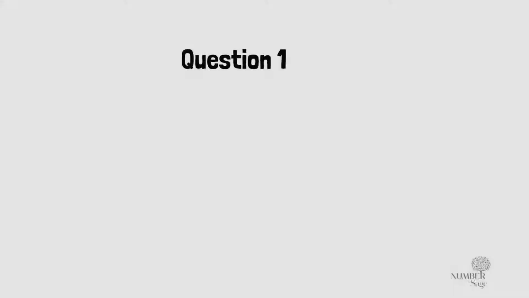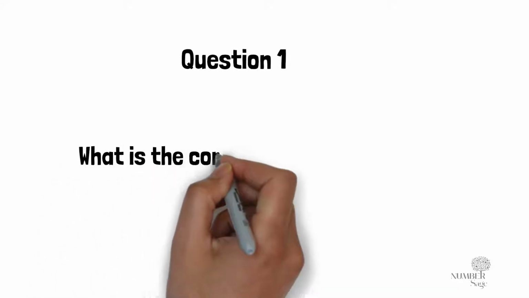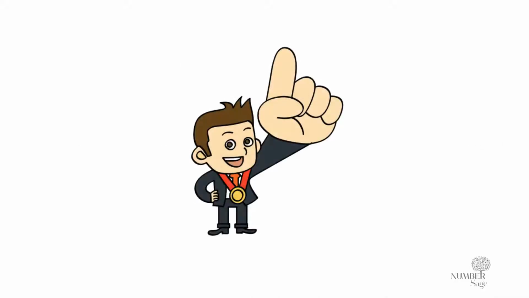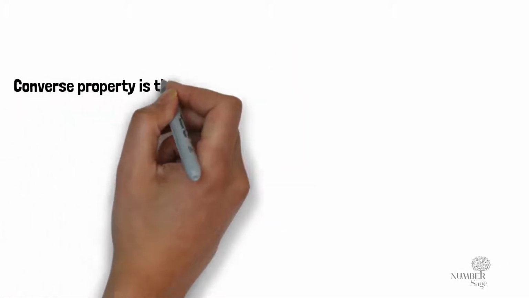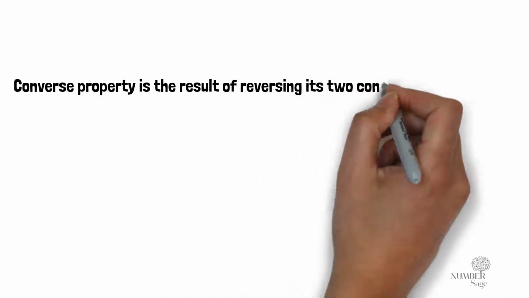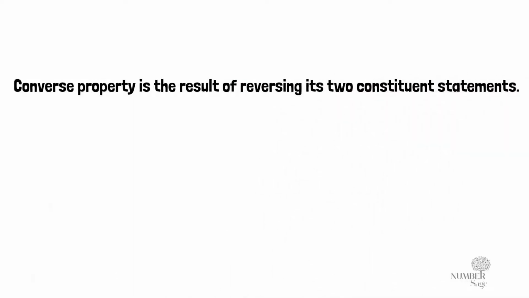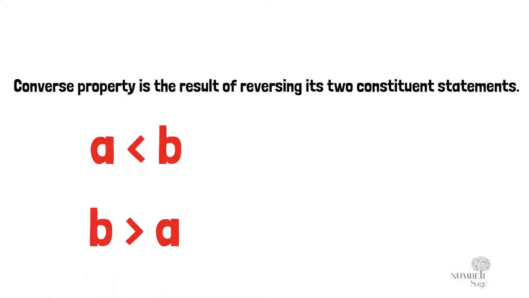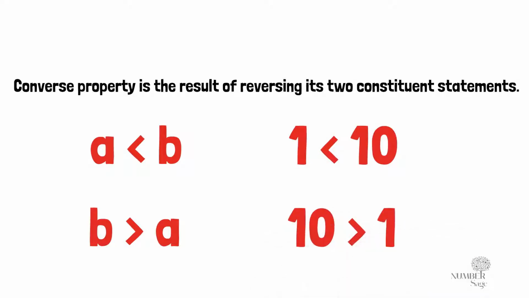The first question reads, what is the converse property of 7 is larger than negative 4? First, let's look into what is a converse property. Converse property is the result of reversing its two constituent statements. For example, if A is lesser than B, then B is larger than A. In other words, if 1 is lesser than 10, then 10 is larger than 1.